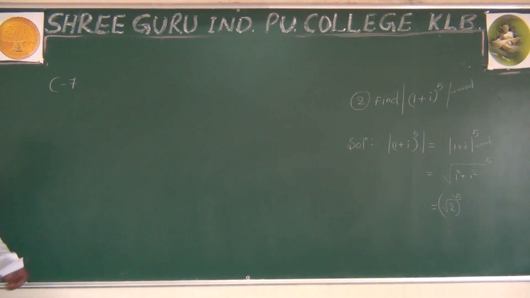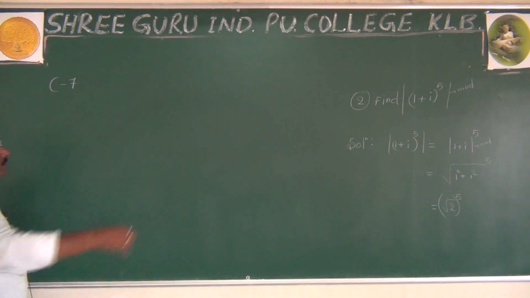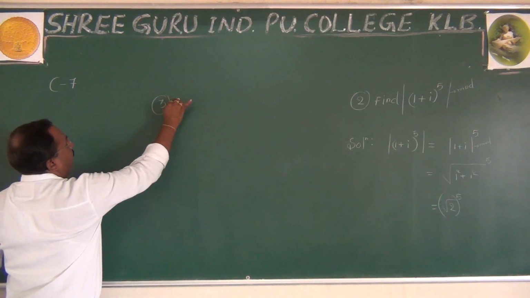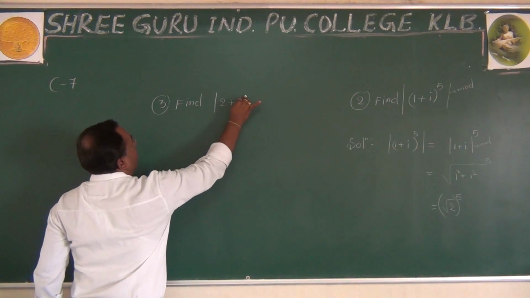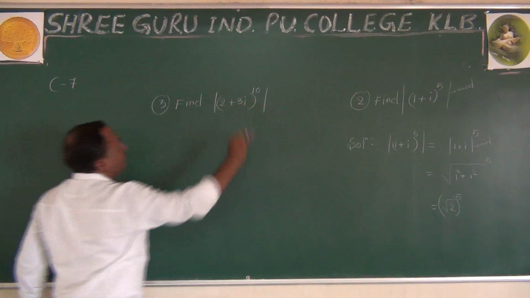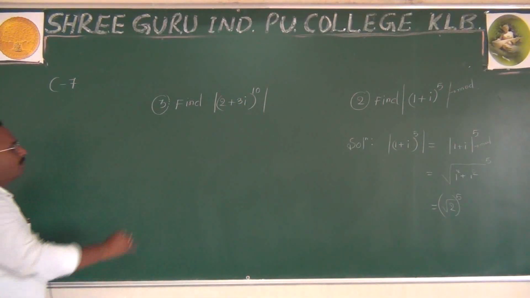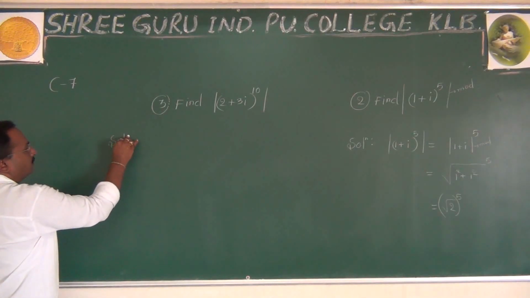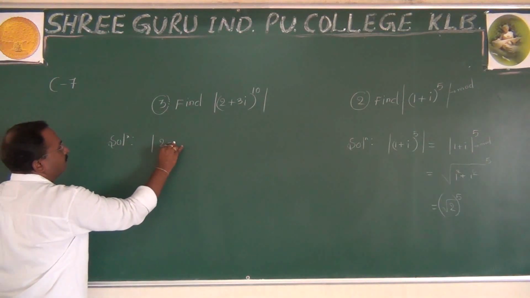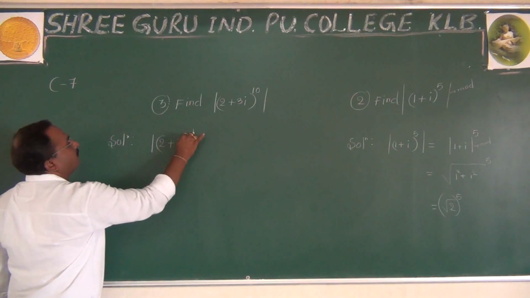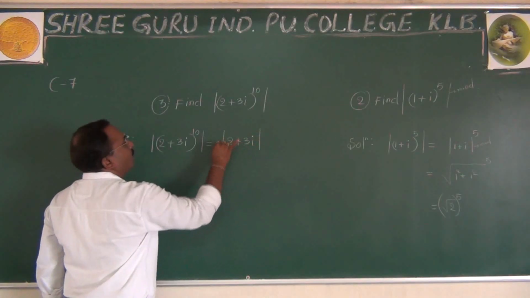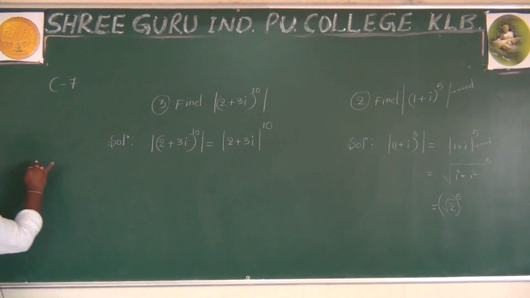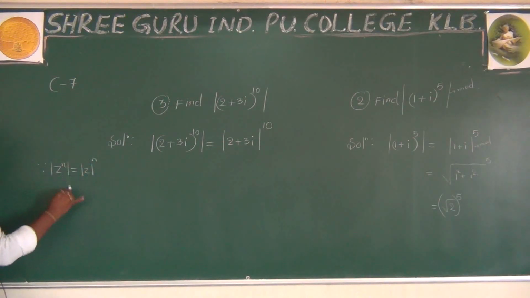Next. Example number 3. Find modulus of 2 plus 3i whole to the power 10. Solution. Let 2 plus 3i whole to the power 10. According to the note, because modulus of z to the power n is equal to modulus of z whole to the power n. Therefore, this one.